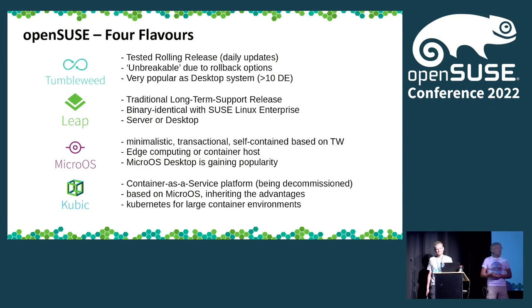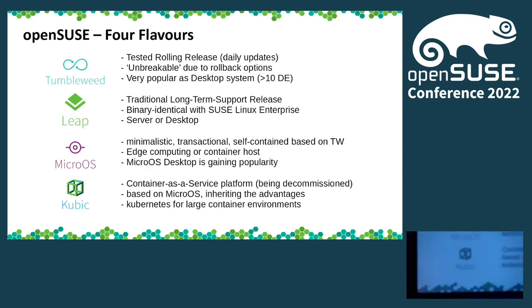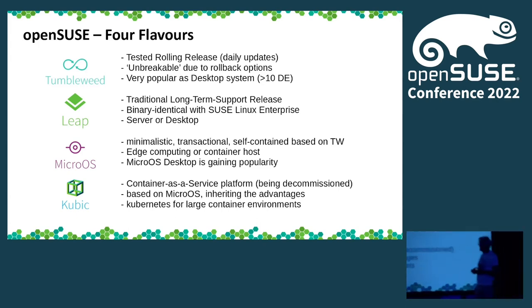Let's take a look, first of all, at what we are currently shipping as openSUSE. First of all, we have Tumbleweed, which is our, I would say, flagship, because it's a rolling release, every development goes into this first. And due to its setup with Btrfs and something like that, it's mainly unbreakable. It's very popular as a desktop system, and I think we're shipping more than 10 desktops by default. You can just install them without having additional packages to download.